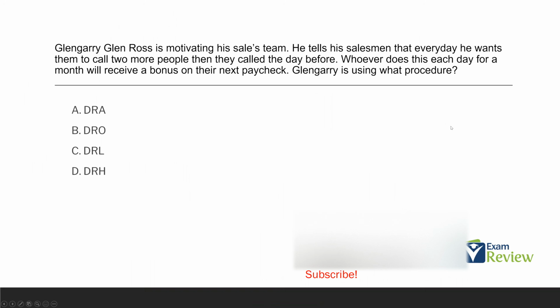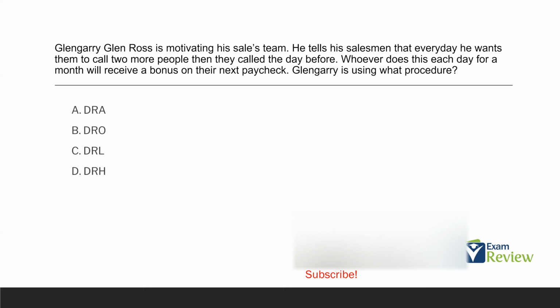Question 1. Glenn Ross is motivating his sales team. He tells his salesmen that every day he wants them to call 2 or more people than they called the day before. Whoever does this each day for a month will receive a bonus on their next paycheck. Glengarry is using what procedure?